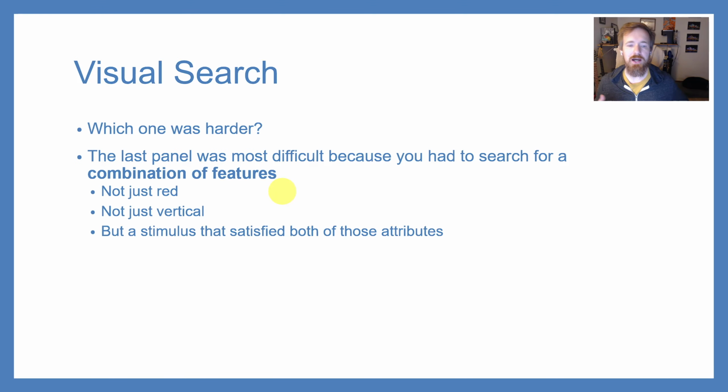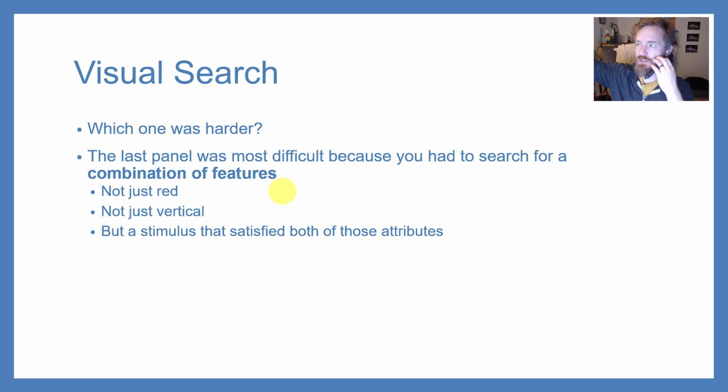So the point of all of this is that that last test was a little bit more difficult, because now we're not just searching for a feature. This time we are searching for a combination of features. We're not just searching for, is it green? We're not just searching for, is it vertical? We're searching for a stimulus that satisfies those two conditions now.